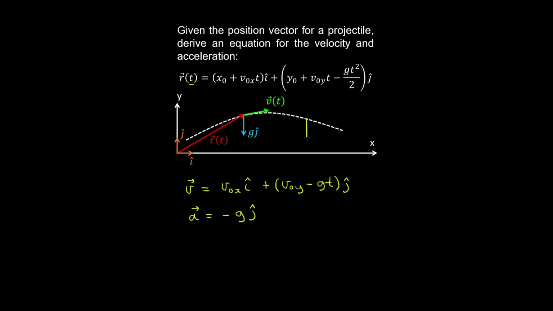So only the gravitational acceleration is acting downwards at any point, and it has the same magnitude and direction according to this equation. Now for the velocity, the horizontal component is also constant, and at the top of the trajectory, it's going to look something like this. And given that the acceleration is pointing downwards, then this point is a maximum in the trajectory.